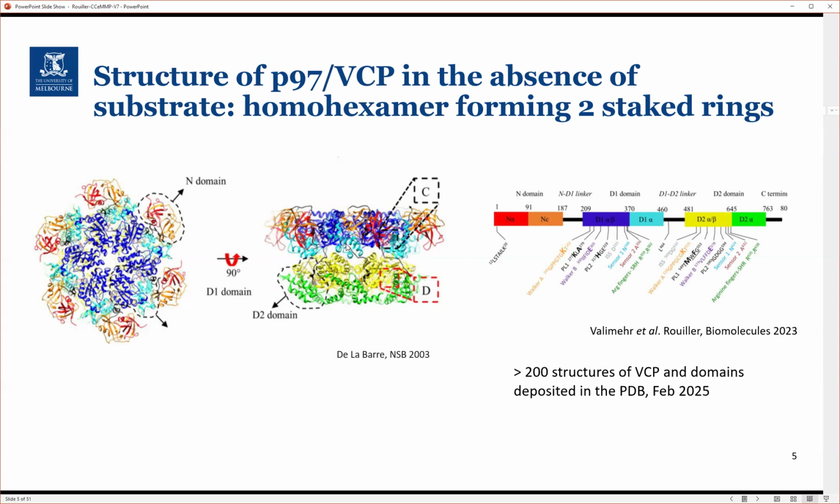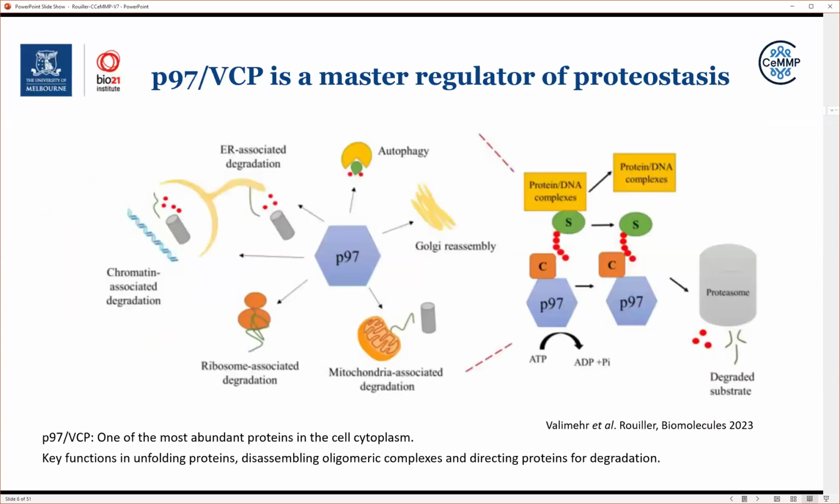And basically, six D1 domains come together to form a ring, and six D2 domains come together to form a second ring below the top one, what we call the D1 ring. And then the N domain is sitting surrounding the D1 ring. There are nowadays more than 200 structures of VCP, full length and domain, deposited in the PDB, so I won't talk about all of them, but I'll just mention a few today.